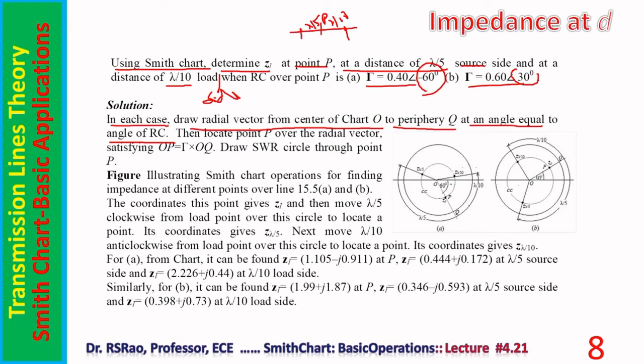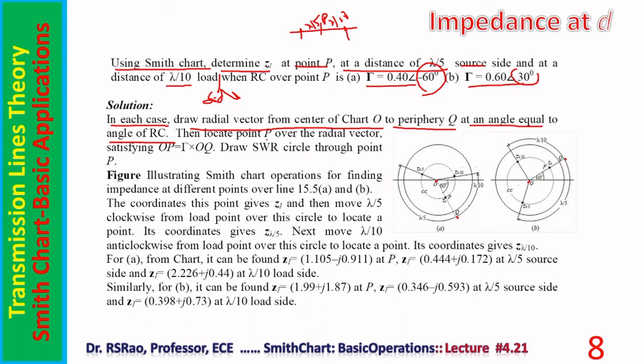See, in both the cases, the angle of RC is available. Take the Smith chart and draw. Here it is minus 60 degrees in case of A. In case of B, it is 30 degrees. Minus 60 degrees means somewhere here. So from here, draw the radial vector. In this case, 30 degrees. From here to here, draw.